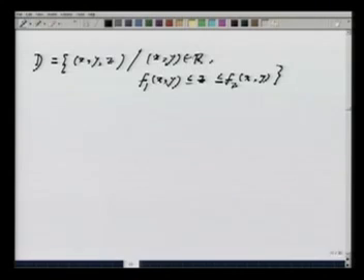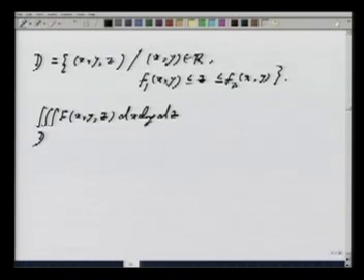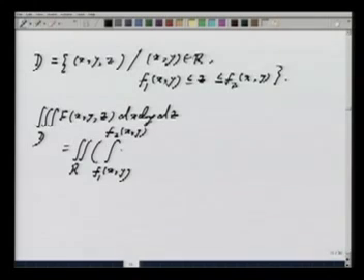Now if I want to integrate a function over D, I would write the triple integral over D of F(x, y, z) dx dy dz. How do I integrate this? The idea is you look at the double integral over R of the integral from f1(x, y) to f2(x, y) of f(x, y, z) dz, then dx dy.